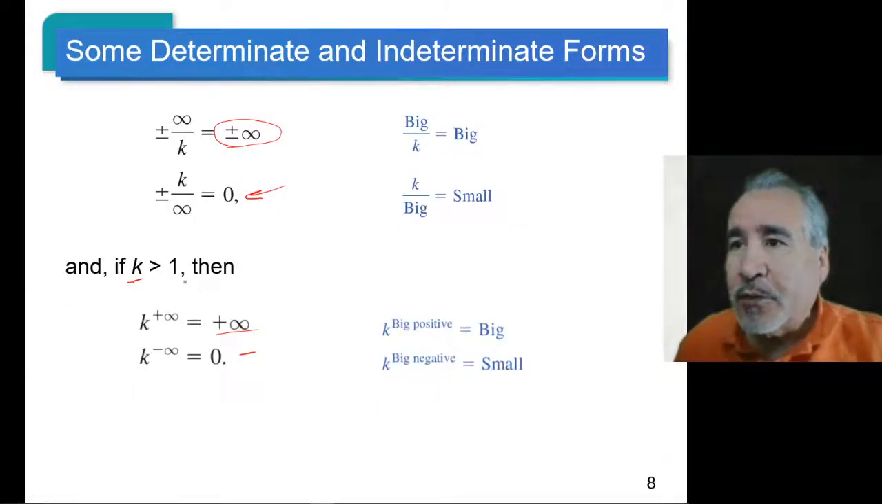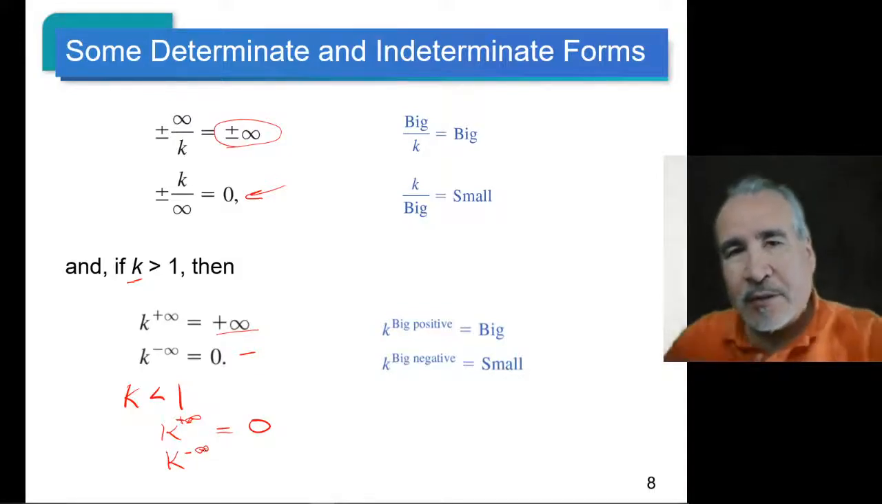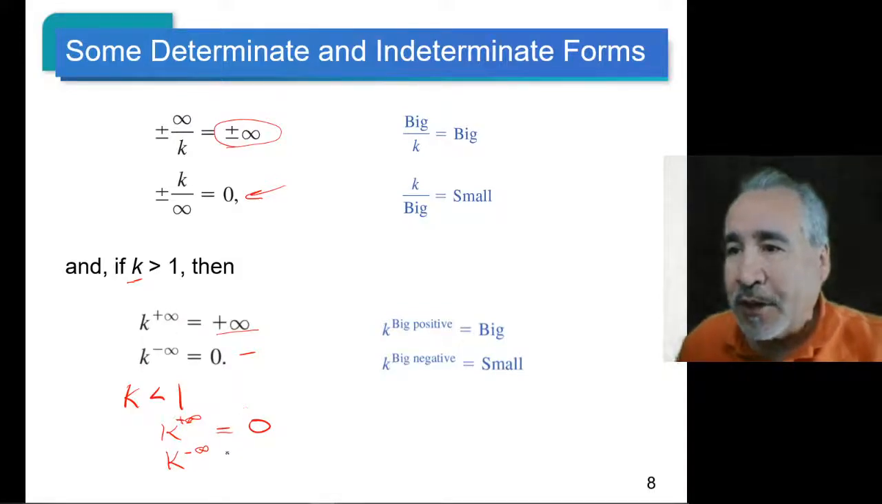So we could also swap these, since they didn't give it. If k is less than 1, so it's like a decimal, then k to positive infinity is what goes to 0, and k to negative infinity, because again that's a reciprocal, so now it's no longer a decimal, goes to infinity as well.